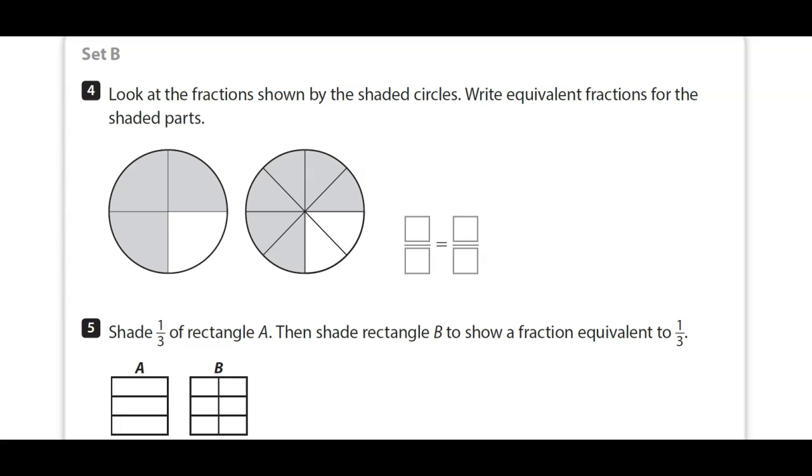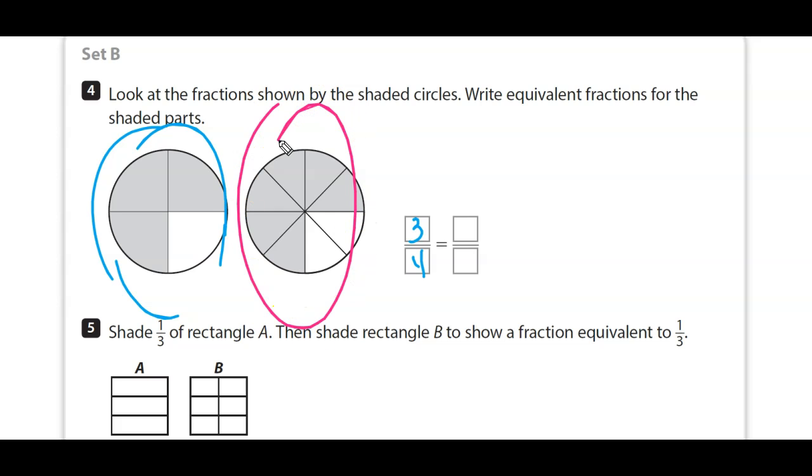Now it says, look at the fractions shown by the shaded circles. Write equivalent fractions for the shaded part. This is what they mean. What's the fraction for this one right here? 3/4. And what's the fraction for this one? Well, 1, 2, 3, 4, 5, 6. That's how many are shaded in. And how many total? 8. That's your denominator. So they're equal, yes.